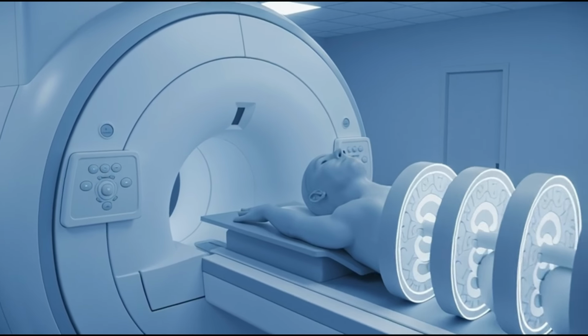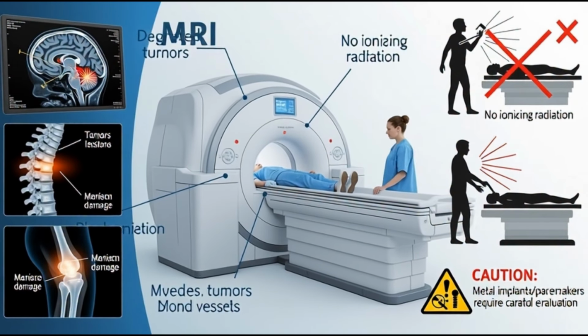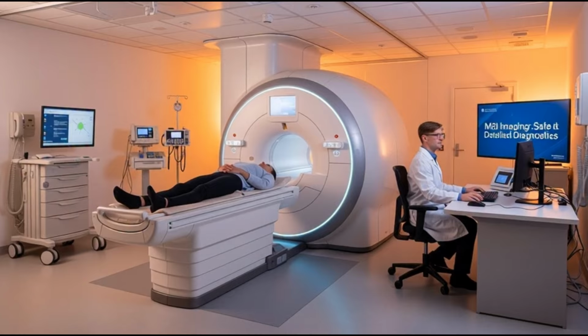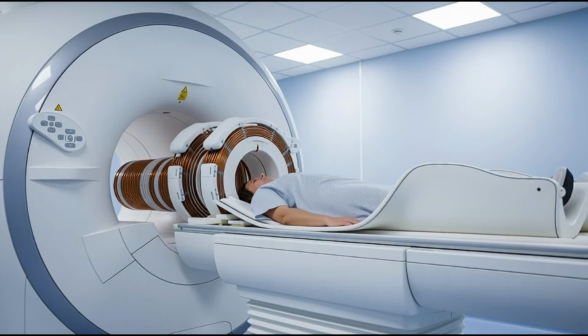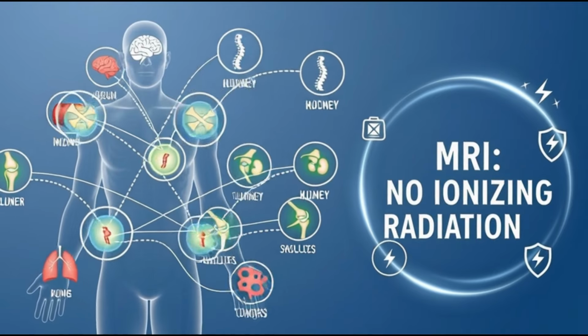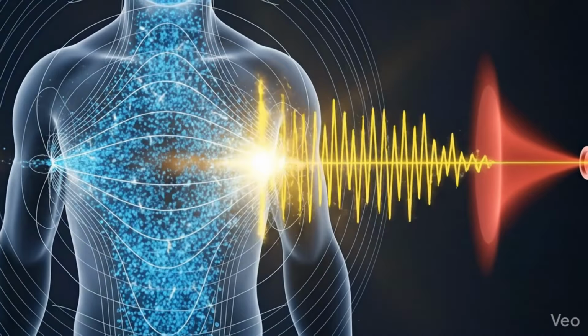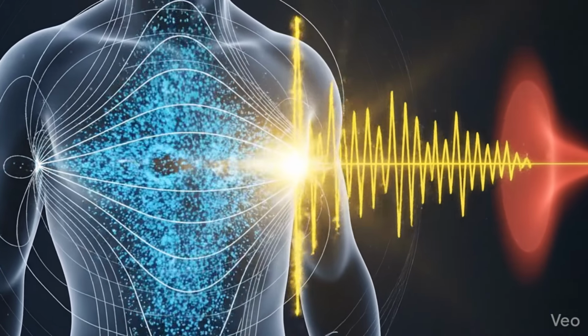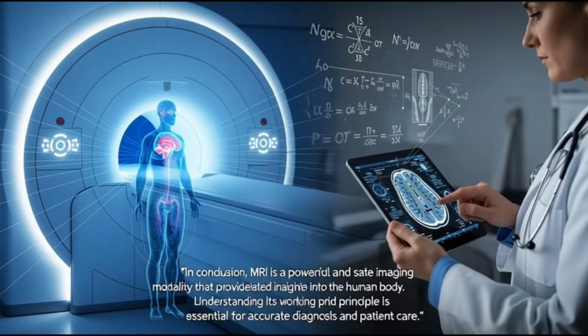MRI is widely used in diagnosing conditions related to the brain, spine, joints, muscles, tumors, and blood vessels. One of the major advantages of MRI is that it does not use ionizing radiation, unlike X-rays or CT scans. However, patients with metal implants or pacemakers must be carefully evaluated before undergoing MRI.